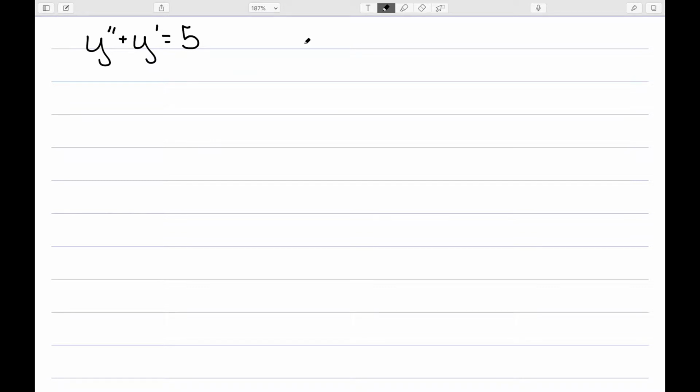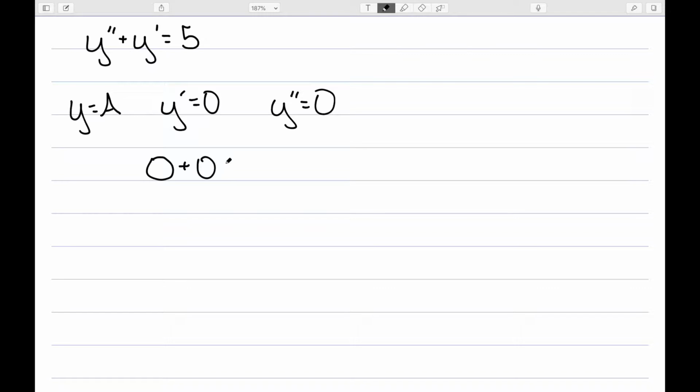Here I have the differential equation y double prime plus y prime equal to 5. Our previous video said that since 5 is just a constant, we need to let y be equal to a. This means y prime would be 0 and y double prime would be 0. However, when we stick that into our equation, we would have y double prime plus y prime equal to 5, which is not true. So we do have an issue.